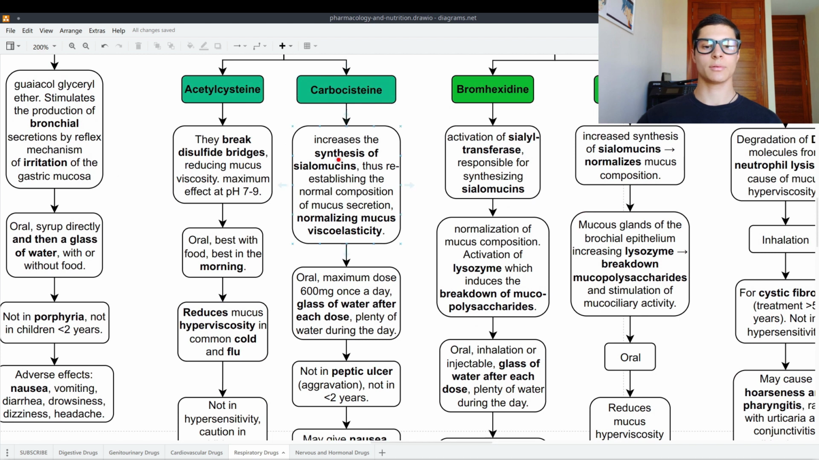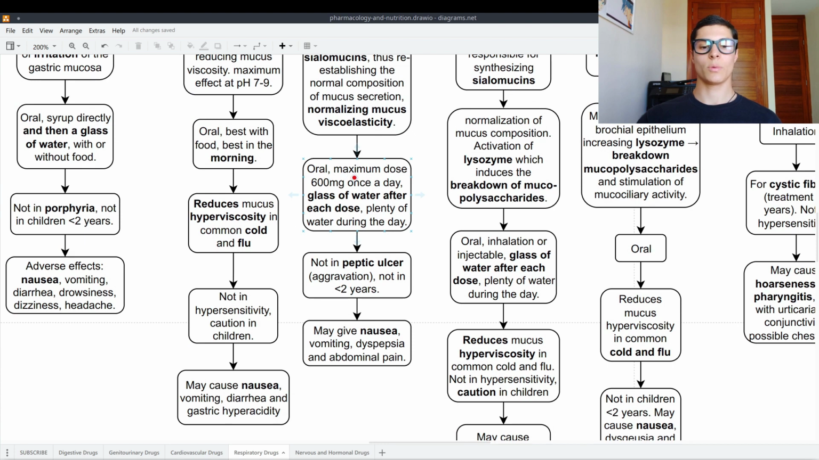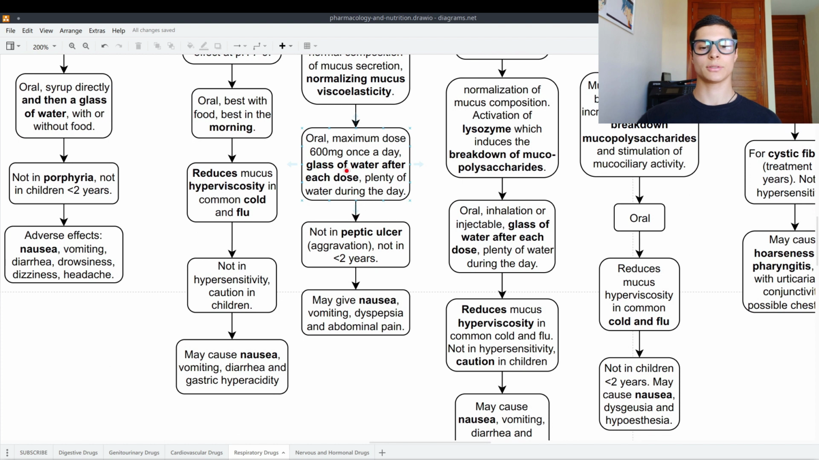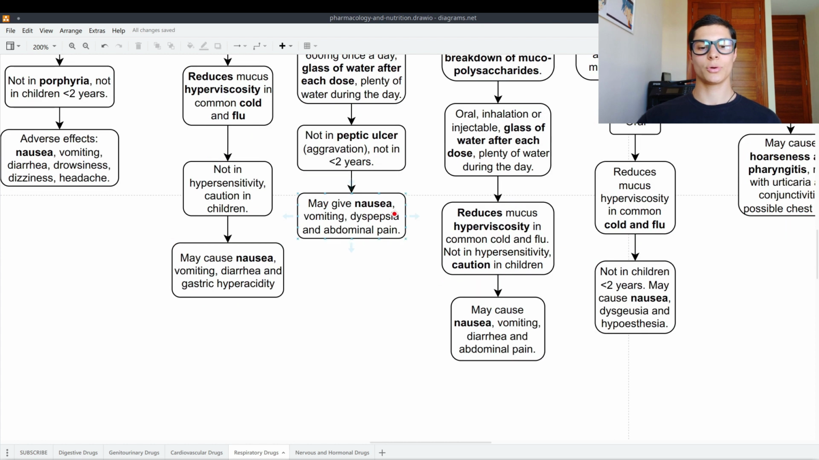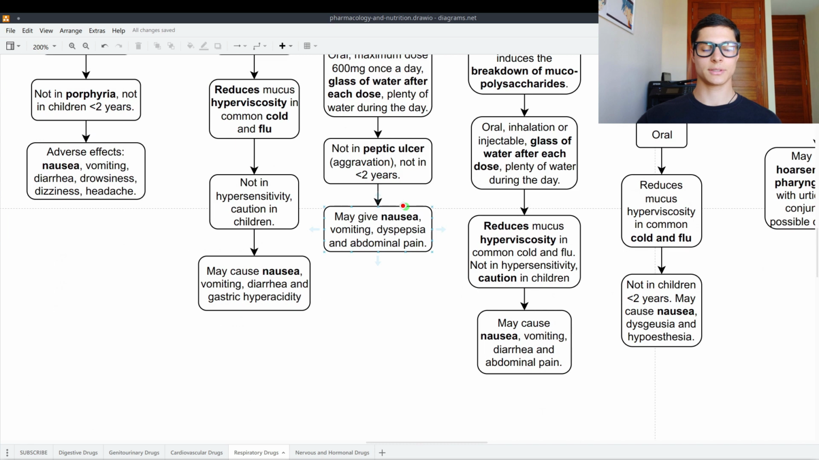The carbocysteine increases the synthesis of sialomucins, so they re-establish the normal composition of the mucus, normalizing the mucus viscoelasticity. It is taken orally with a maximum dose of 600 milligrams once a day. We take it with a glass of water after each dose and plenty of water during the day. Not in peptic ulcer, because it may worsen the situation, and not in children under 2 years of age. It may give nausea, vomiting, dyspepsia and abdominal pain. So similar to the acetylcysteine indeed.